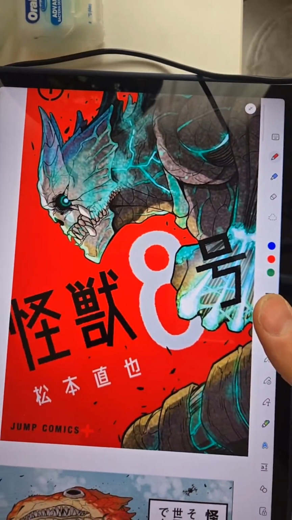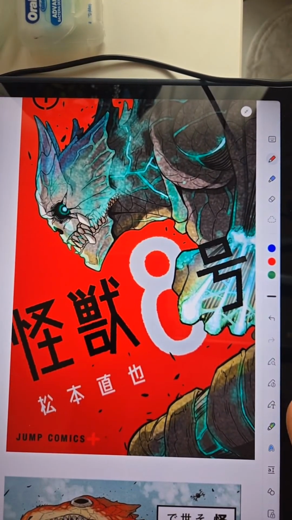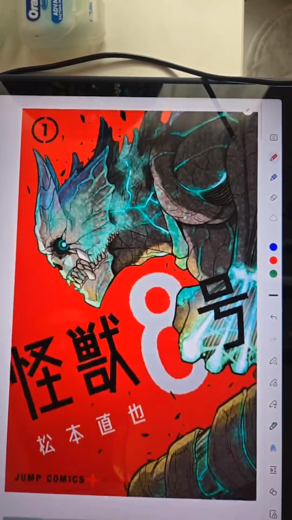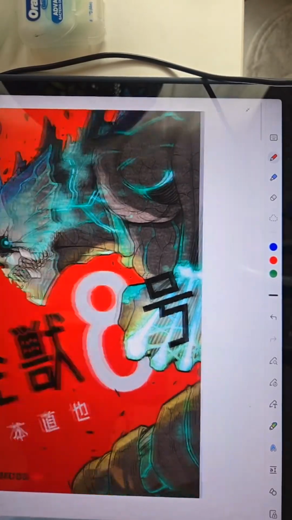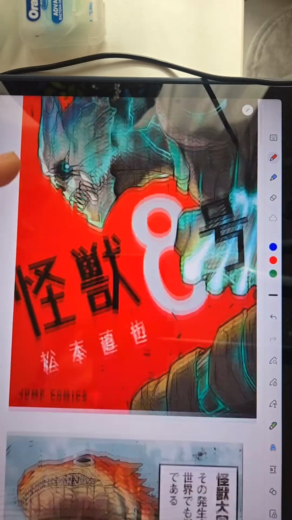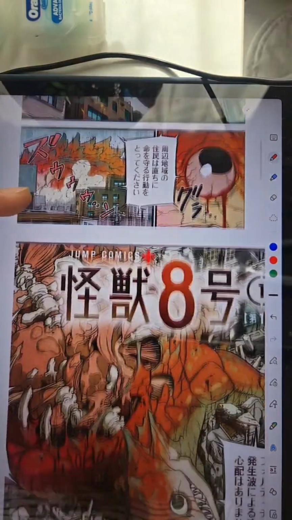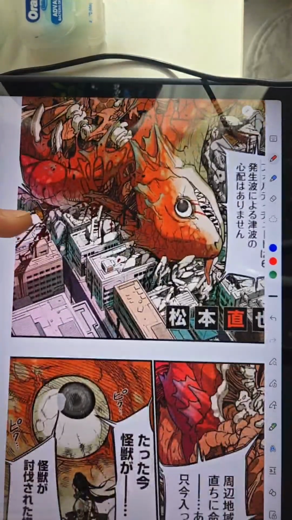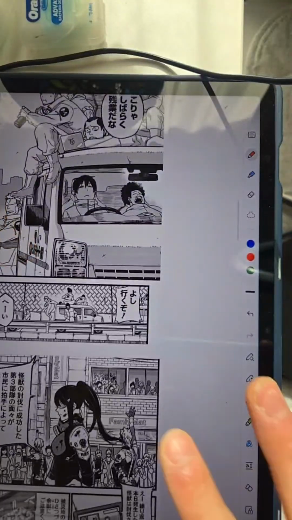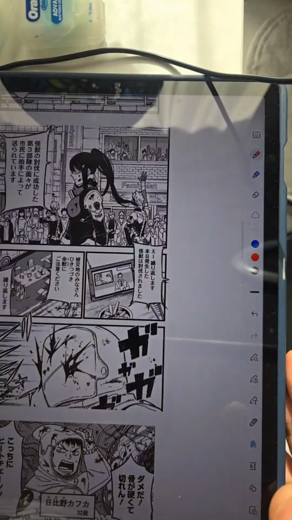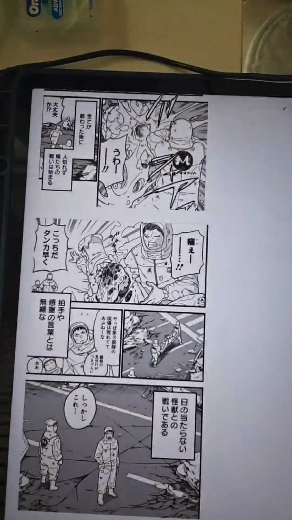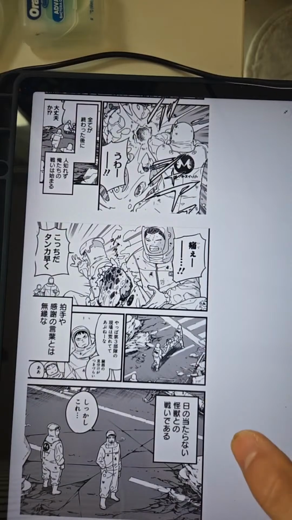I'm not sure if any of you watch or read Kaiju 8号. I recently started reading and watching. I like it. It's good. It's a pretty new manga and anime, so I thought it's good to read together, and since I teach Japanese, I can explain what it means. I did buy this book, just to let you know. I bought it online legally. I'm gonna read together with you, and then I will explain what it means, okay?